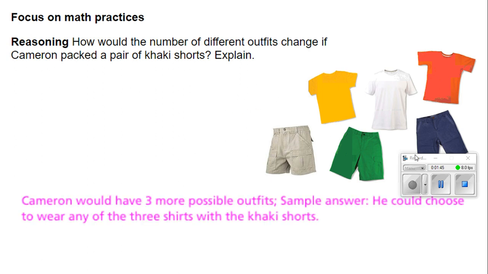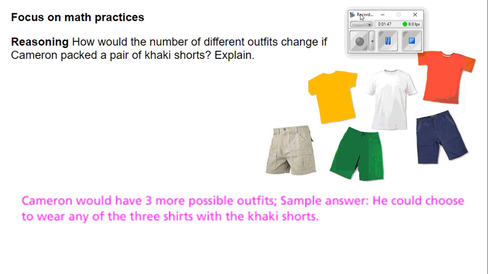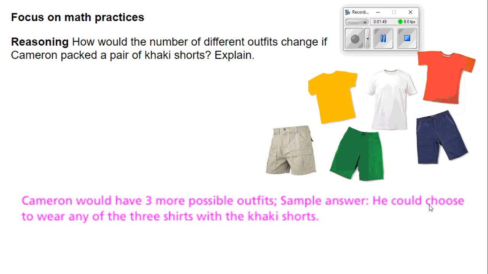As we can see here, it says Cameron would have 3 more possible outfits. He could choose to wear any of the 3 t-shirts with the khaki shorts. So the 6 outfits we had before plus 3 more make 9. Looks like it worked out just fine by using simple multiplication.